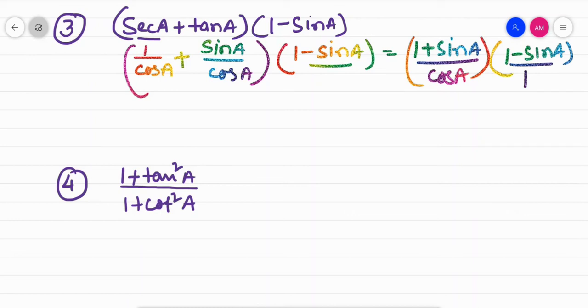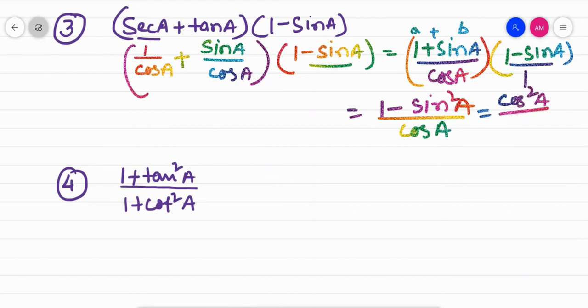So 1 plus sin A into 1 minus sin A by cos A will become 1 minus sin square A by cos A. Children, see, if 1 is considered as A and this is considered as B, then this becomes A plus B and this becomes A minus B. So A plus B into A minus B will be A square minus B square. 1 minus sin square A is equal to cos square A. So cos square A by cos A. You will see that the square can be removed, so you are left with cos A. So the final answer is cos A.